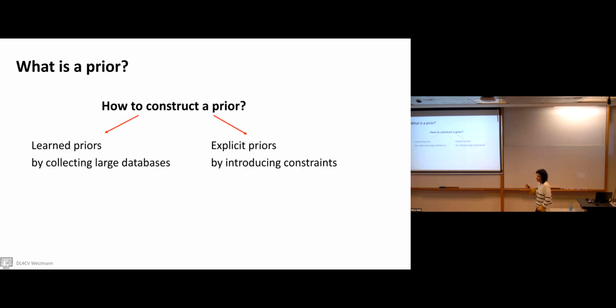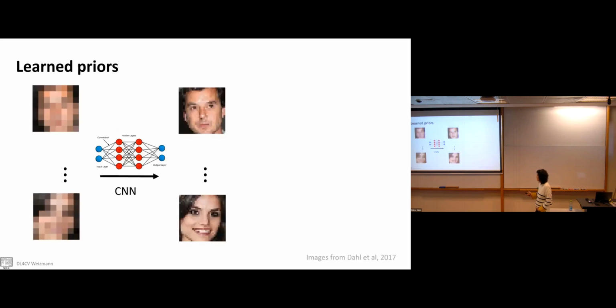So how do you construct a prior? There are mainly two categories. The first one is called learned priors, by collecting large databases. The other one is called explicit priors, by introducing constraints to your optimization problem. So let's go step by step and understand what I mean by that.